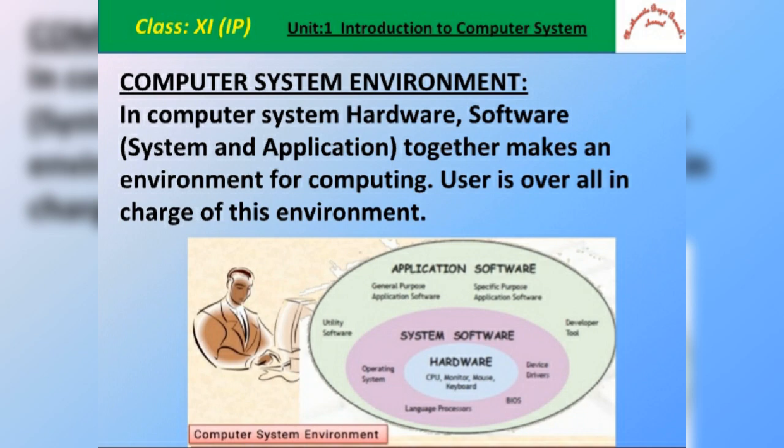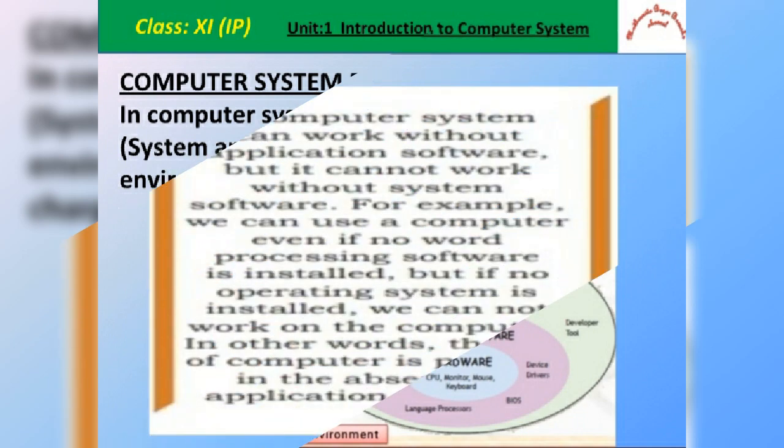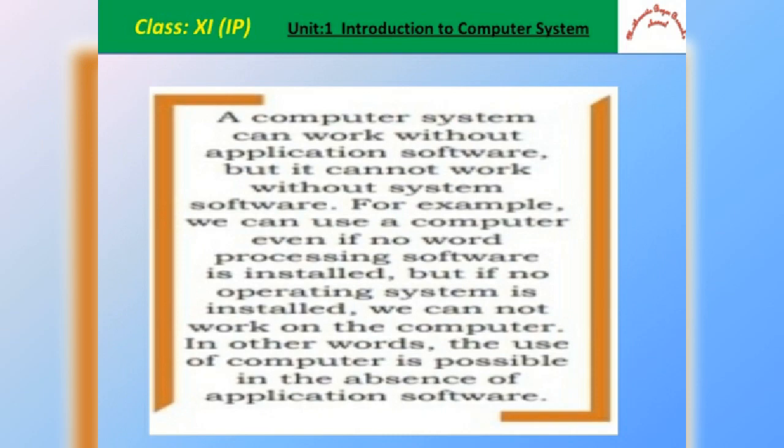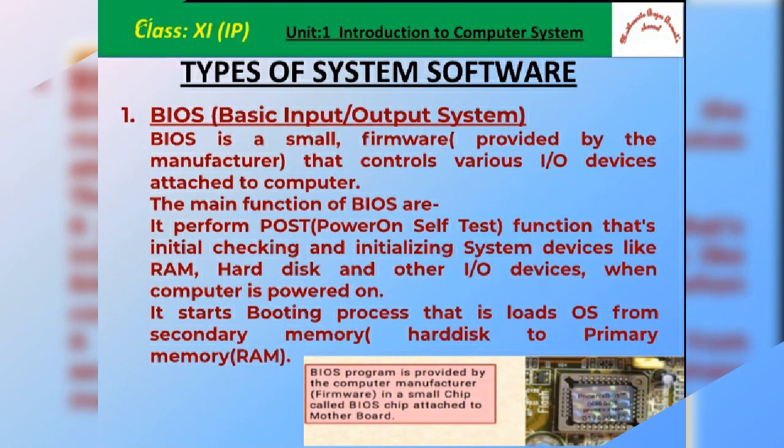Before I explain the types of system software, a computer system can work without application software, but it can't work without system software. For example, we can use a computer even if no word processing software is installed in our computer. But if no operating system is installed, we can't work on the computer. So, to work with the computer, system software is an essential part. We have to know the different types of system software we use in our computer.